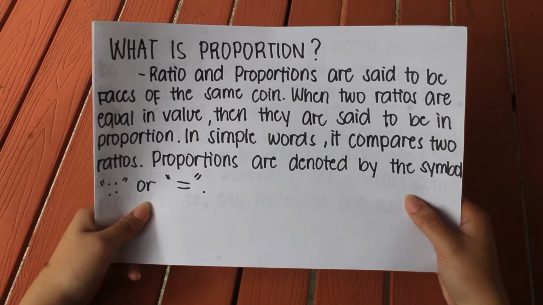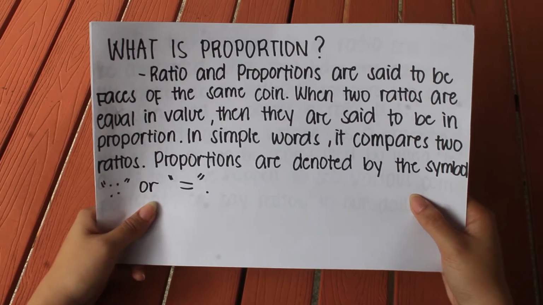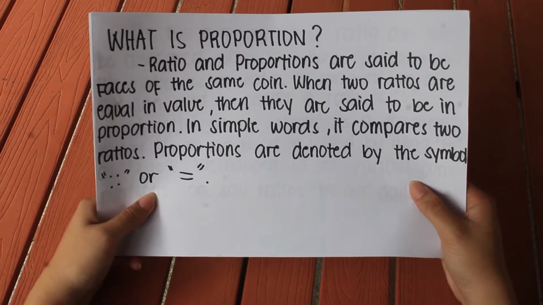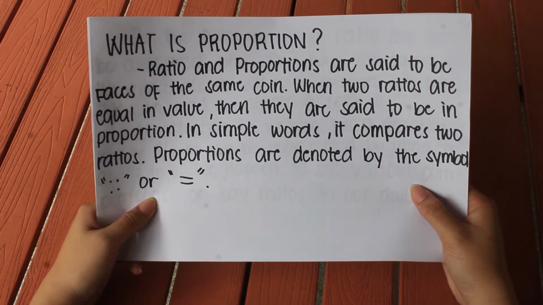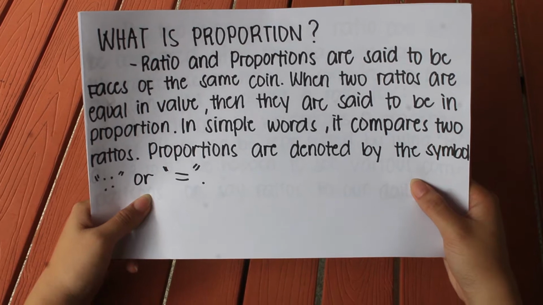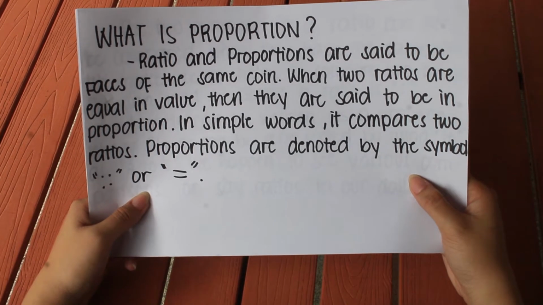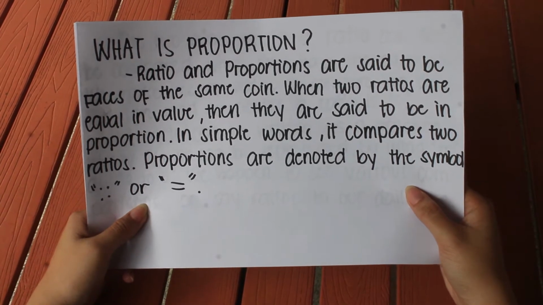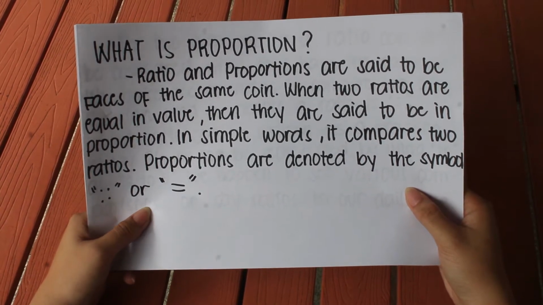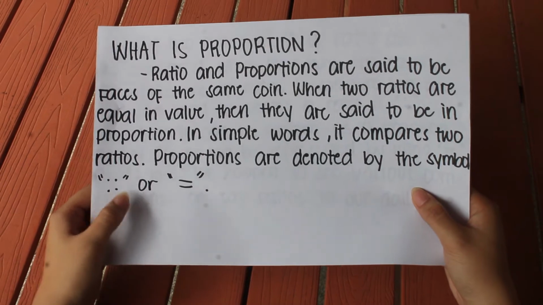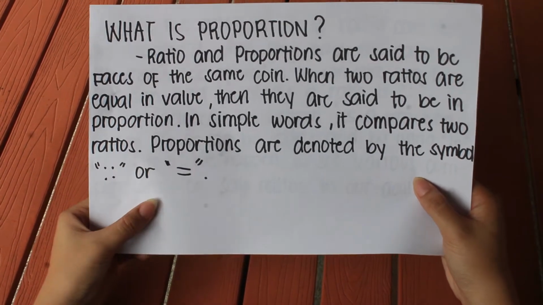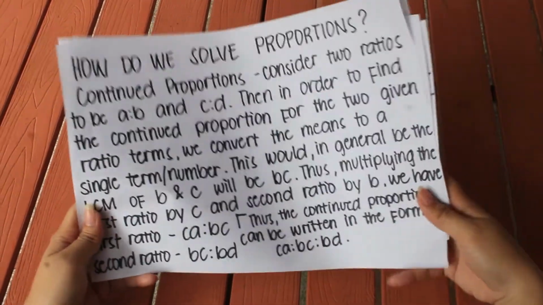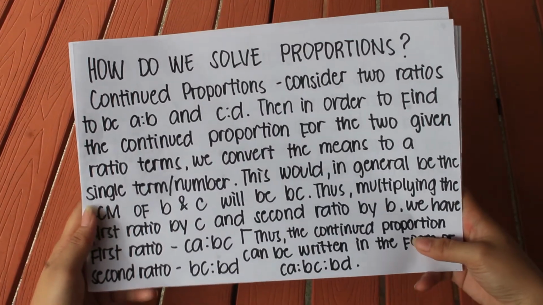So the next is, what is proportion? Ratio and proportions are said to be faces of the same coin. When two ratios are equal in value, then they are said to be in proportion. In simple words, it compares two ratios. Proportions are denoted by the symbol like this, or equals. How do we solve proportions?